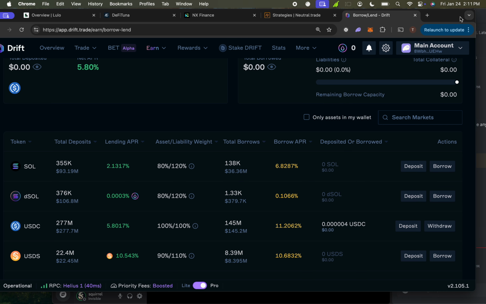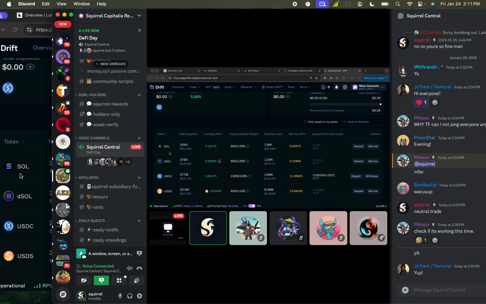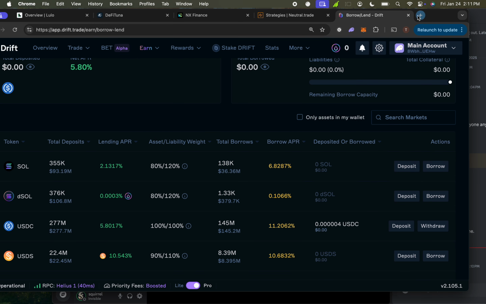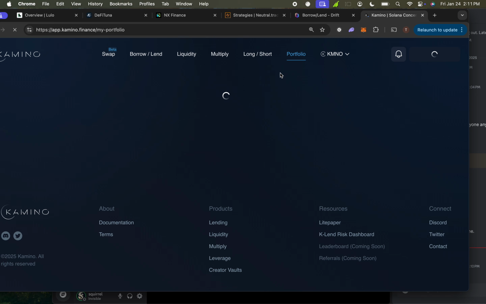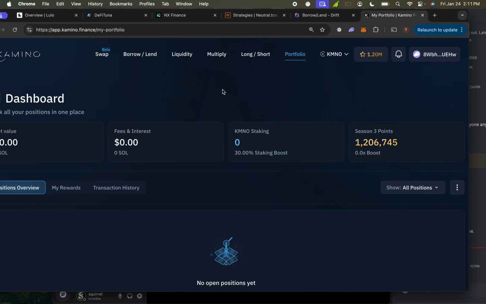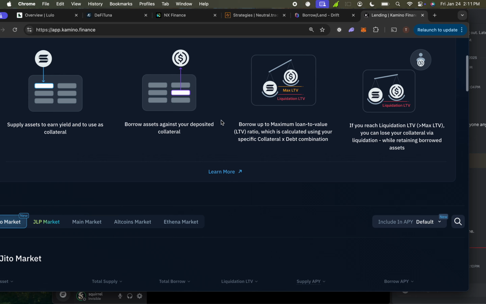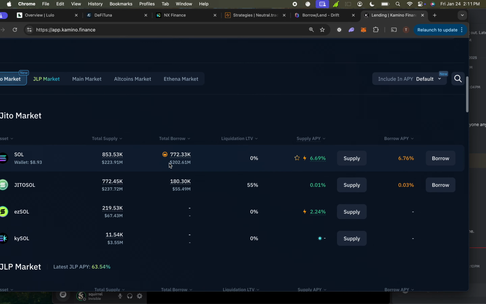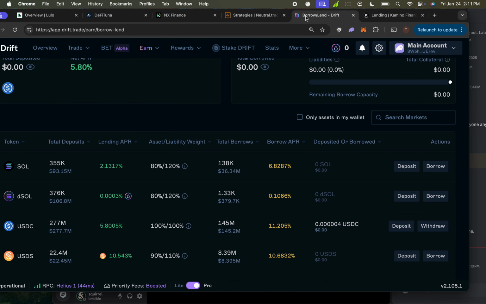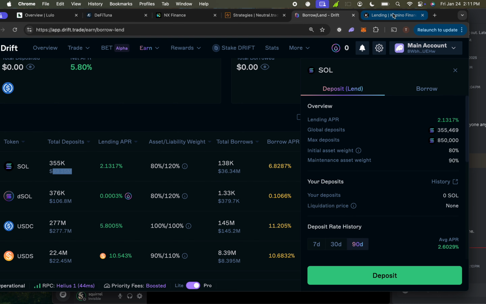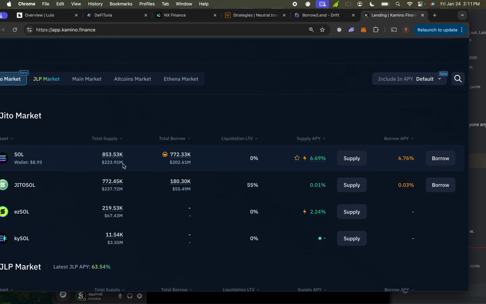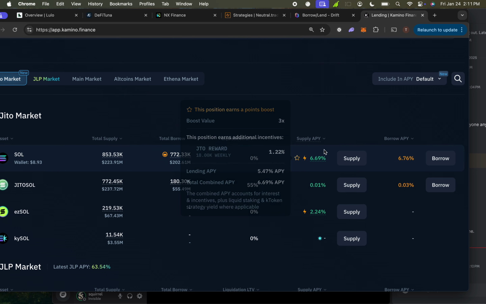Now I'm going to show you my personal preferred site as opposed to something like this, which is another ripoff of something like this. This would be Camino. What is Camino? Another site where you can make pools, but we're not going to get into that yet. We're only interested in the borrow and lend functionality for now. This is a pretty big market, but much smaller than Drift. We've got about $93 million of deposits there, and about $229 million of deposits here.